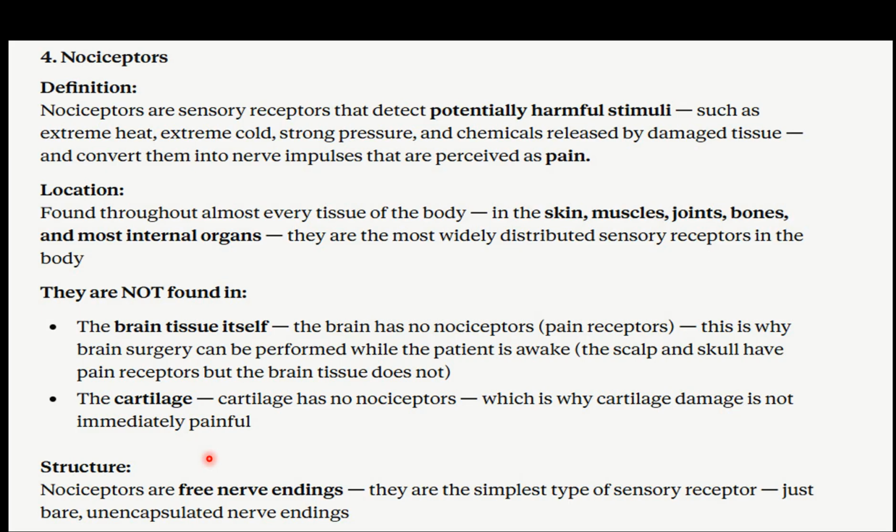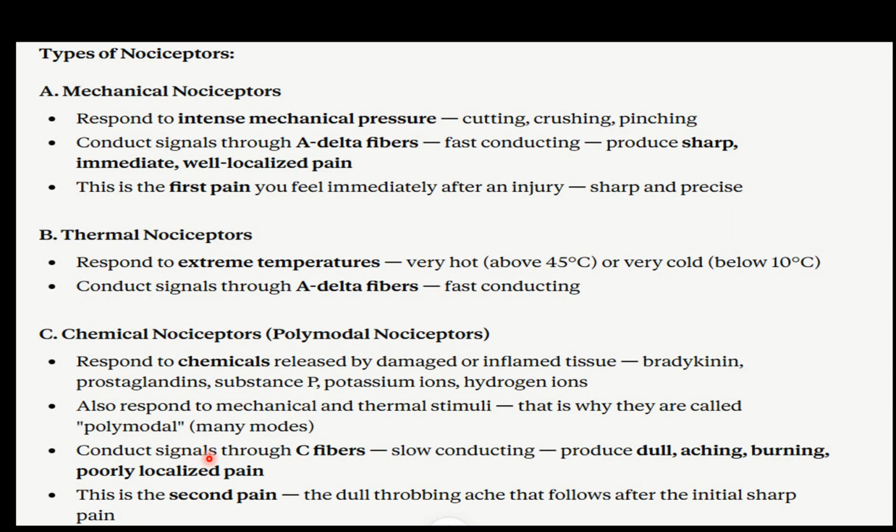Now it's time to understand its types, because every receptor has its own types, right? So it has three types. First is mechanical nociceptors, second is thermal nociceptors, and third is chemical nociceptors, which are also known as polymodal nociceptors. Now, as the names suggest, mechanical is something related to pressure, thermal is something related to heat or temperature, and chemical nociceptor is something related to chemicals.